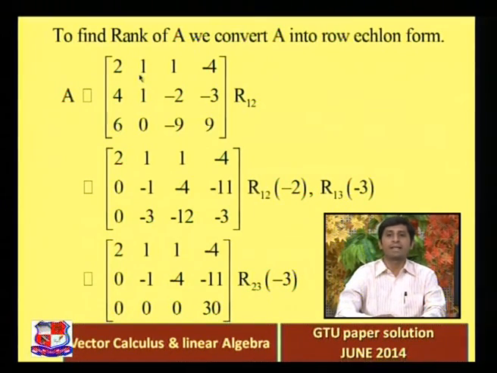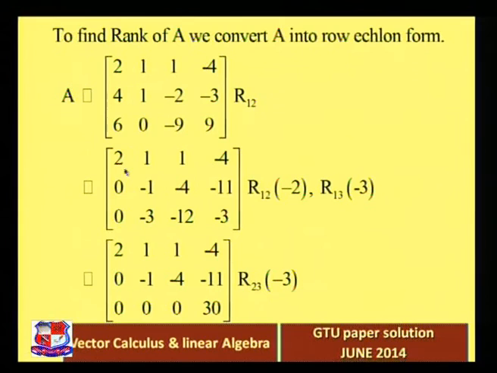We are multiplying the first row with minus 2 and adding into the second row, and also multiplying the first row with minus 3 and adding into the third row. Okay, so the first row is as it is, 2, 1, 1, minus 4. The second row is now, you can see, 4 minus 4, 0, then 1 minus 2, minus 1, then minus 2 minus 2, that is minus 4, and minus 3 minus 8, that is minus 11.